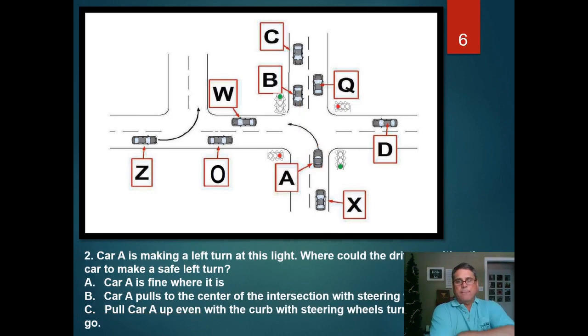Next question, same figure. I know you won't be able to see the question sometimes, so I'll read it out, but try to pause it. A is making a left turn at this light. Where could you make this turn? A, where they're standing at is fine. B, car needs to pull out to the middle of the intersection with the steering wheels turned. Car A needs to pull up even with the curb with the steering wheels turned and go.